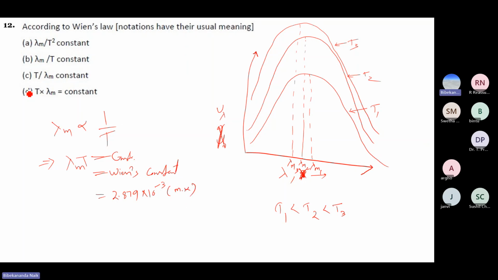So the correct option will be option D, where option D says T into lambda m is equal to constant. Lambda m is the value of wavelength corresponding to which there is maximum emissive power or power density, and T is the temperature. If we go on increasing the temperature, the value of lambda will decrease. So Wien's law is lambda m into T equals constant. Is it clear to all of you?